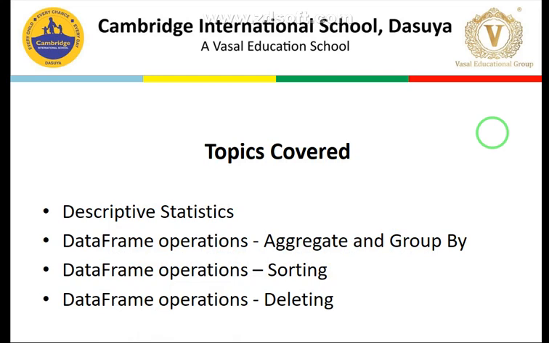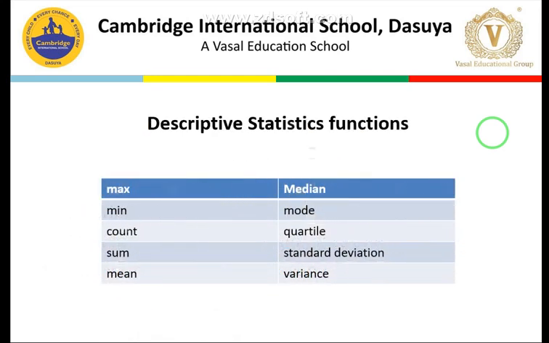these are the topics that we have covered: descriptive stats and different operations like aggregate, group by, sorting and deleting. First we covered the descriptive functions like mean, median, mode, and so on. So here it's important to understand the meaning of each and every function.